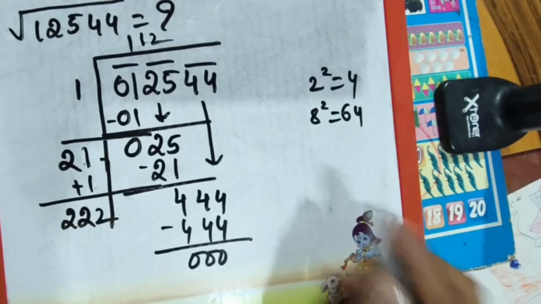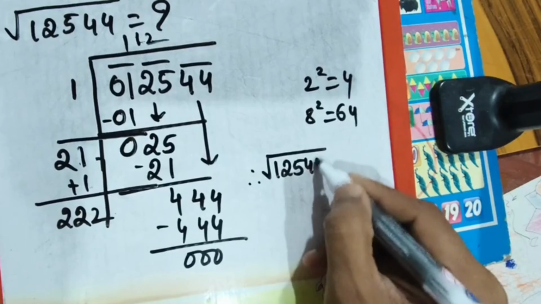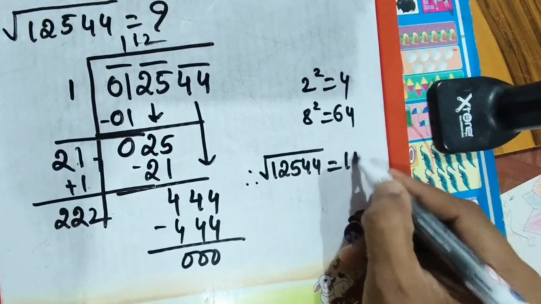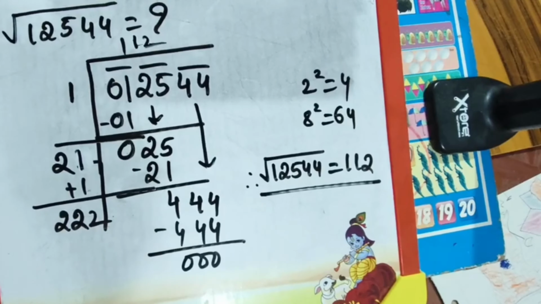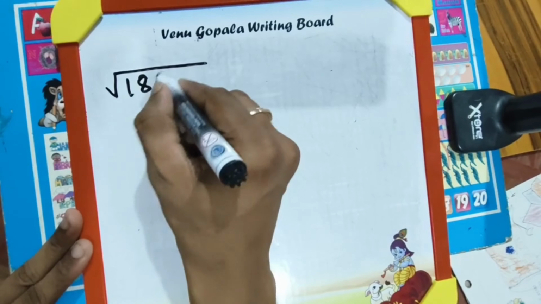Therefore, the square root of 12,544 is equal to 112. So this is the way we have to solve the division method. Let's take one more number.